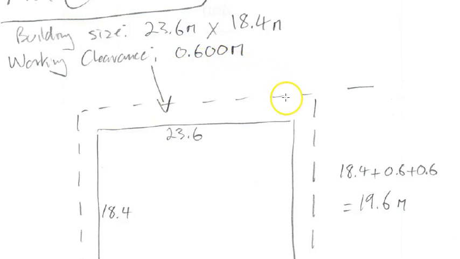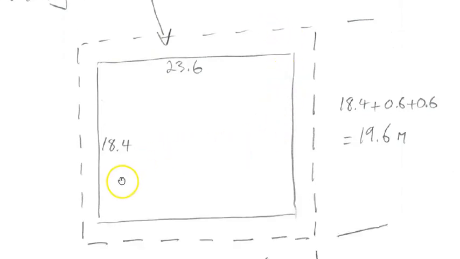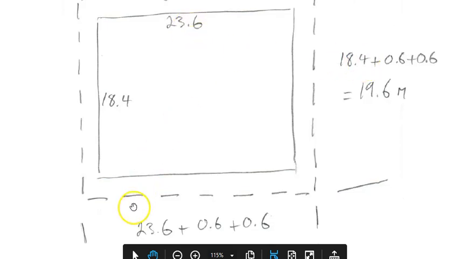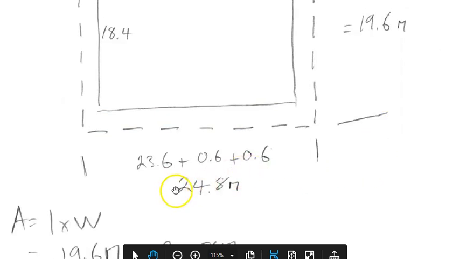or 600 millimeters. So what you need to do is figure out the total area at the bottom of the hole. Take the building size, and we're going to add that working clearance. That's 0.6 meters on each side. That's what I've done here. So these numbers now will get increased to 19.6 in this direction. And here we have the 23.6 plus working clearance in both directions gives us now 24.8 meters.